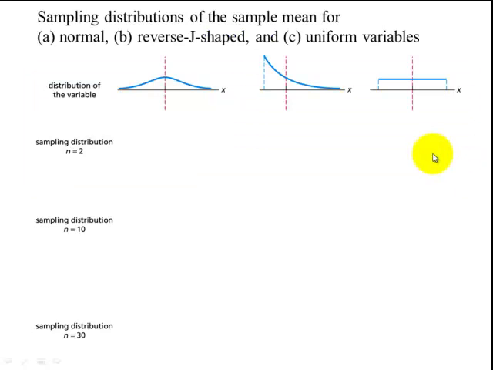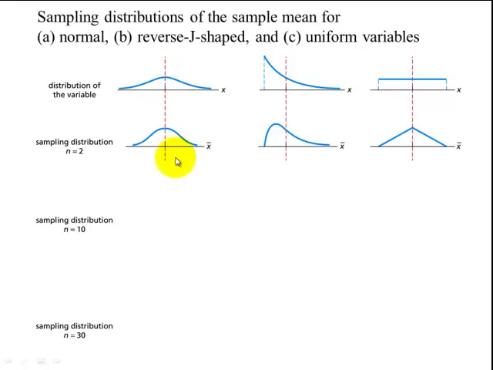Here we have the parent population. A is being normal, B is what we call a reverse J shaped or even a negative exponential, and the last one is C, a uniform distribution. If we look at the sampling distribution of X bar for sample size of 2, we see that for the normal distribution, sampling means is normal. This one's becoming more normal. This one looks like a triangle.